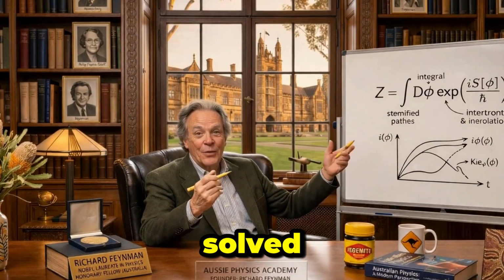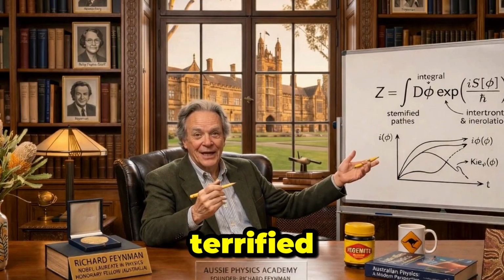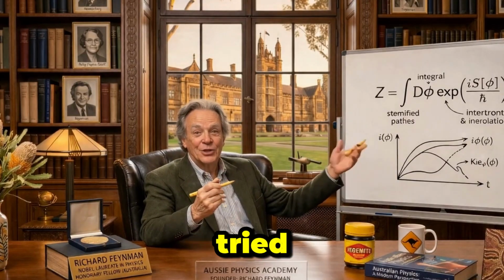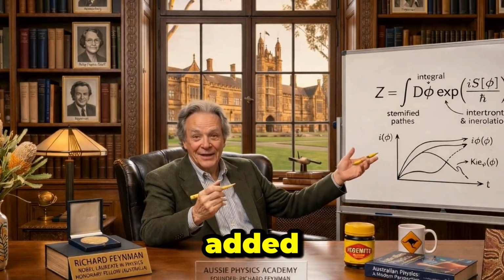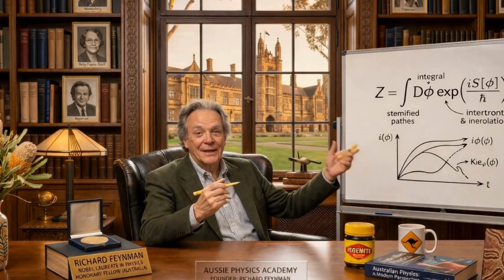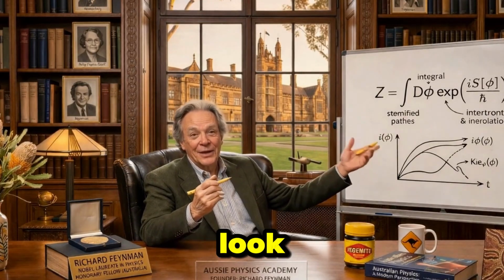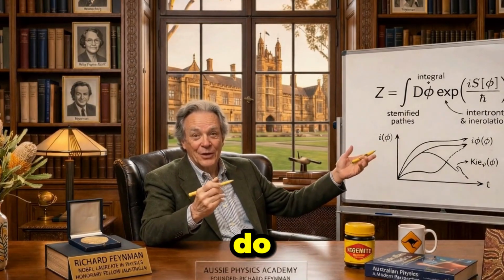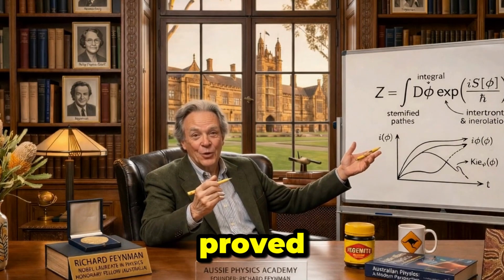When Einstein solved his own equations, the answers terrified him so much, he actually tried to hide them. He added a fake term to his own equations just to make the answer look less frightening. He was wrong to do that, and the universe eventually proved it.